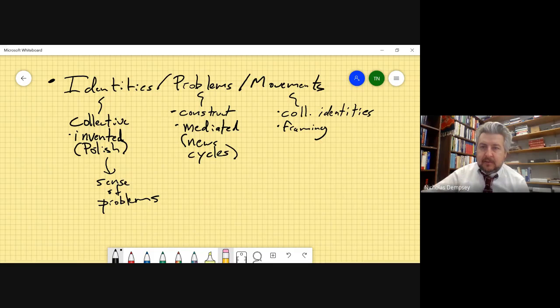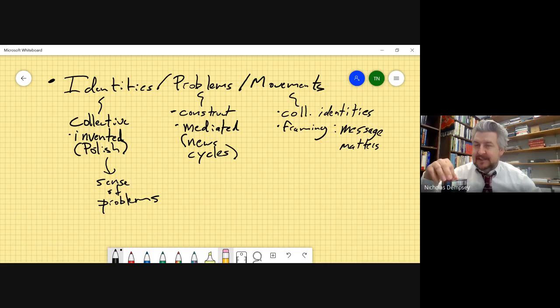And then with framing, you may recall this is about the idea that the message matters, or even a bit more specifically, how you put the message matters. The go-to example here is always, for me, the abortion debates, right? You're either pro-life or you're pro-choice, but you're not anti-life or anti-choice, right? That's not how movements frame themselves. They tend to put some positivity on this.